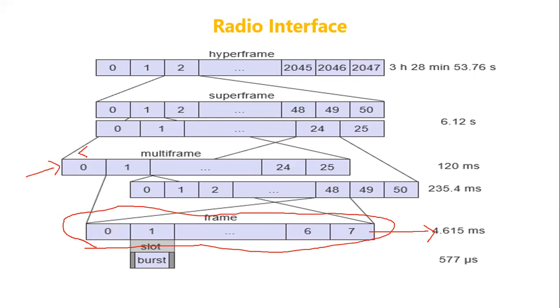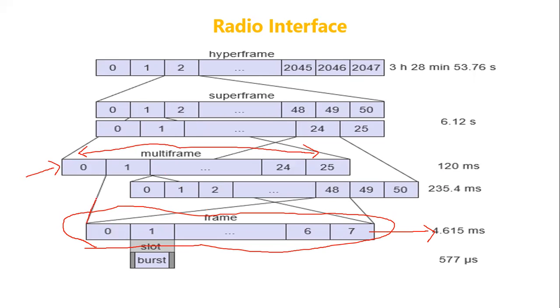Here you can see multi-frame. Multi-frame contains how many slots? 0 to 25. So totally 26 slots. Whereas each slot of multi-frame is nothing but one frame.